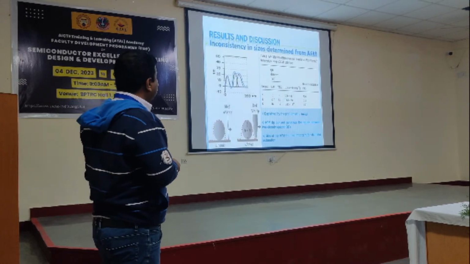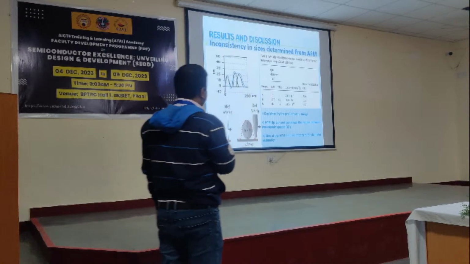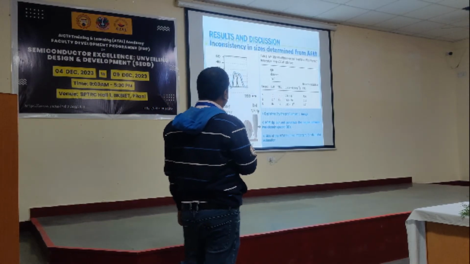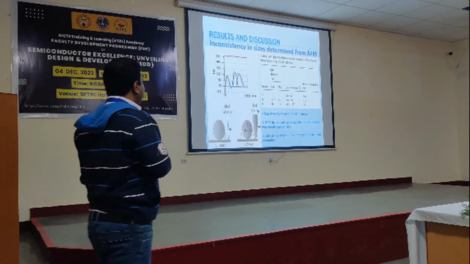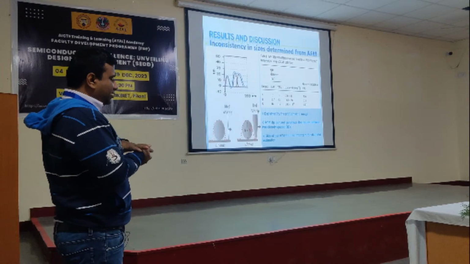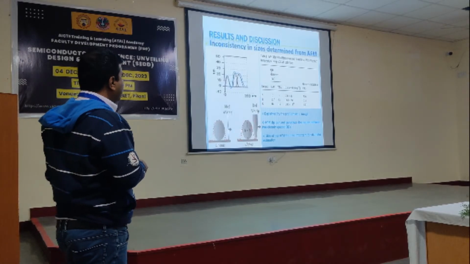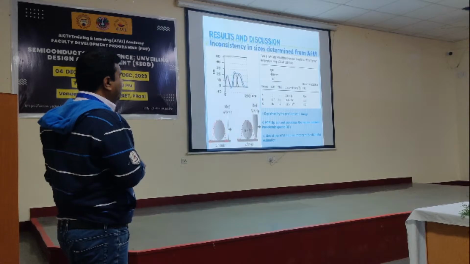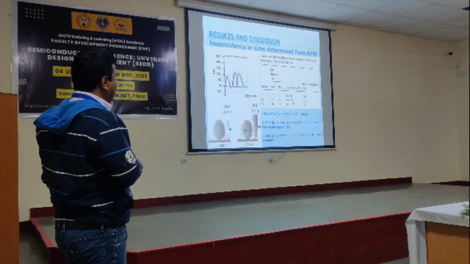But here one confusion may arise: you are saying that the size is bigger in the AFM images than in the TEM images. Why? Because in the case of AFM, this is the tip. When you raster scan the surface, the tip cannot follow this manner. Your tip follows this manner, right? It cannot penetrate this region. Whenever you raster scan the surface of the quantum dot, it follows this path, not this path.